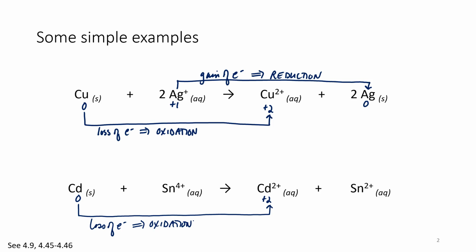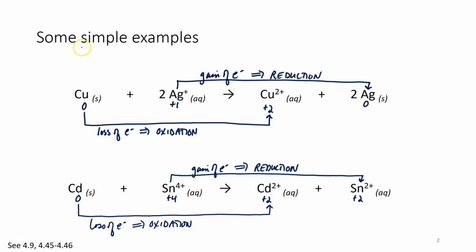And where did those electrons go? Well, this tin 4 probably gained them. So let's just confirm that. On the reactants, we see the charge on tin is a +4. On the products, we see it's a +2. Changing from a +4 to a +2, yes, that is the gain of electrons. That would be a reduction. Again, in this redox reaction, the electrons were transferred from cadmium, which lost them, to this tin-4 ion, which gained them.